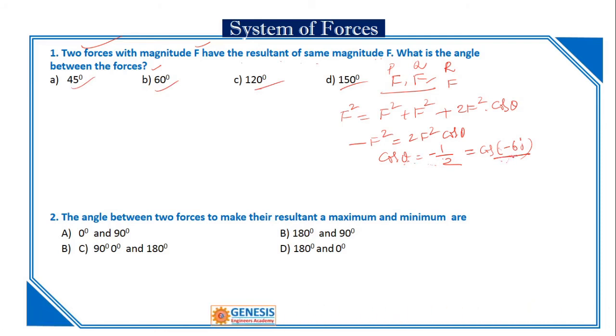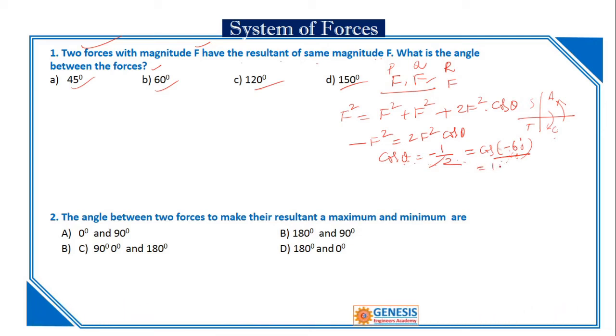What is cos of minus theta? Plus theta is in the anti-clockwise direction and minus theta is in the clockwise direction. So all silver tea cups. This is positive, but it is a negative. So the right answer is cos of 180 minus 60.